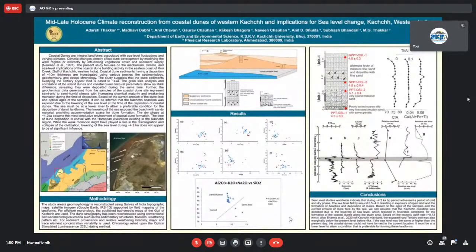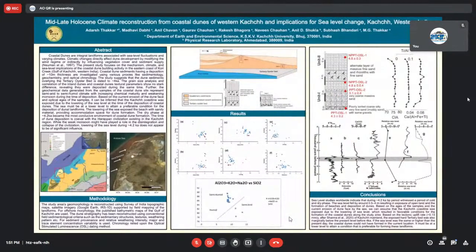Next, we have done CIA and TIL and all of these major and trace element analyses, where we find out the weathering indices. Based on the results of the analysis of the dune sediments, they have been dated from 4.3 to 4.8 Ka, and the present dune sediments fall in the same time frame as the 4.2 Ka, which is considered a drought event. We have also done a comparative analysis of climate and sea level studies across the globe, which you can see in the last image.